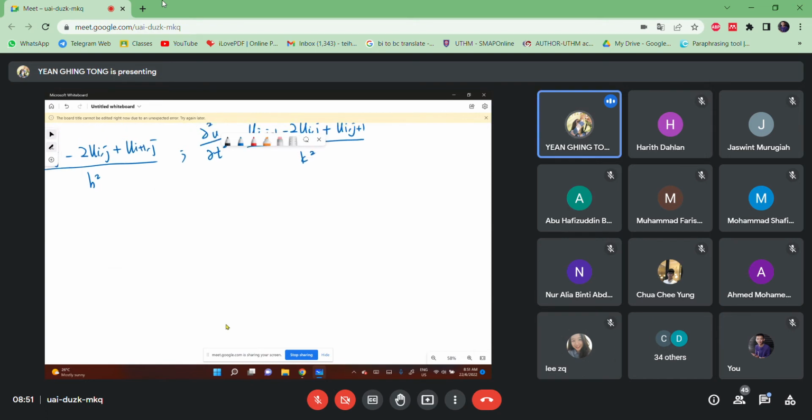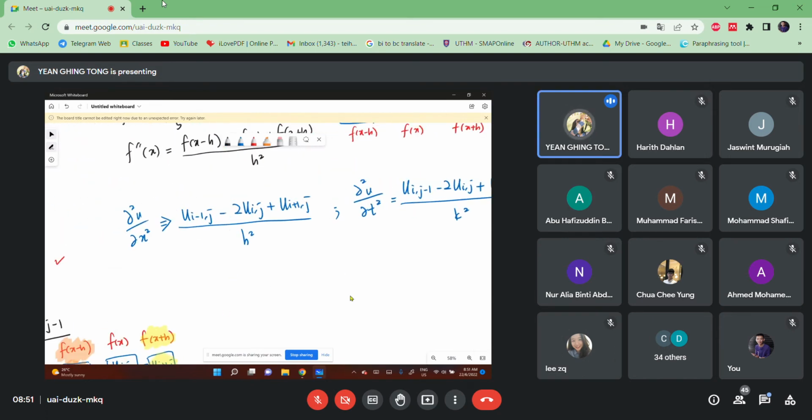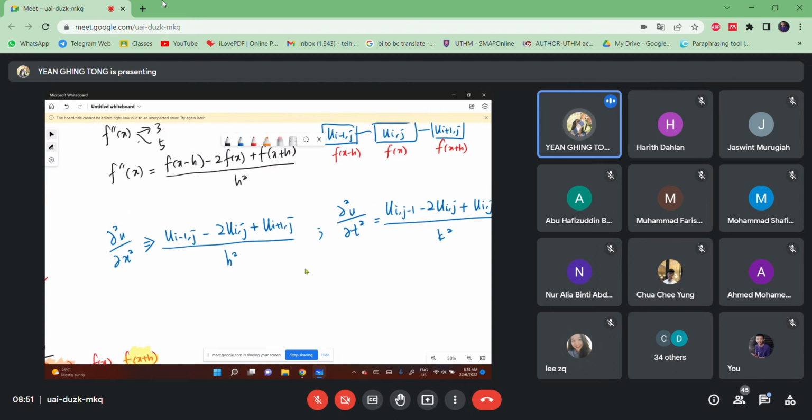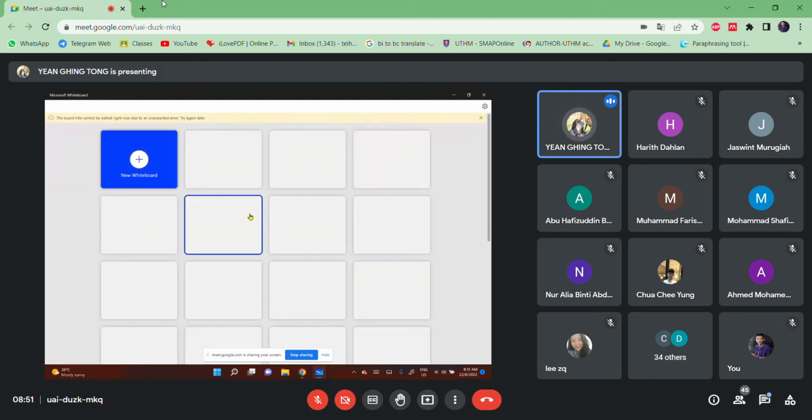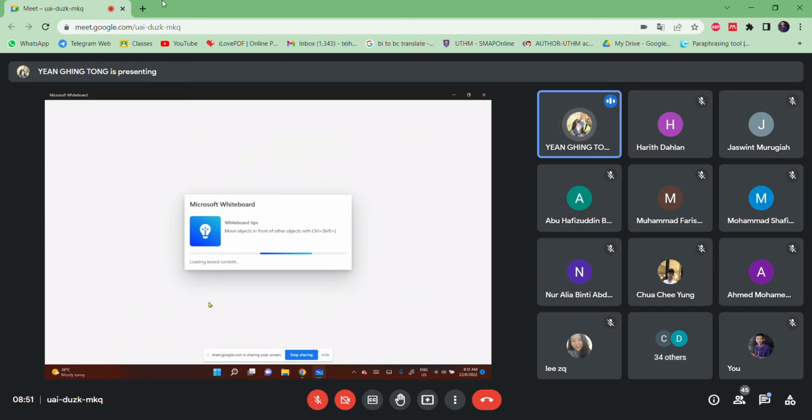Now, once you already know how to change this one into different forms, then it will be very easy, because we can just draw the molecule graph. Maybe I will go to the example, and then you will try to understand what we have learned so far. So go to example 9.1.